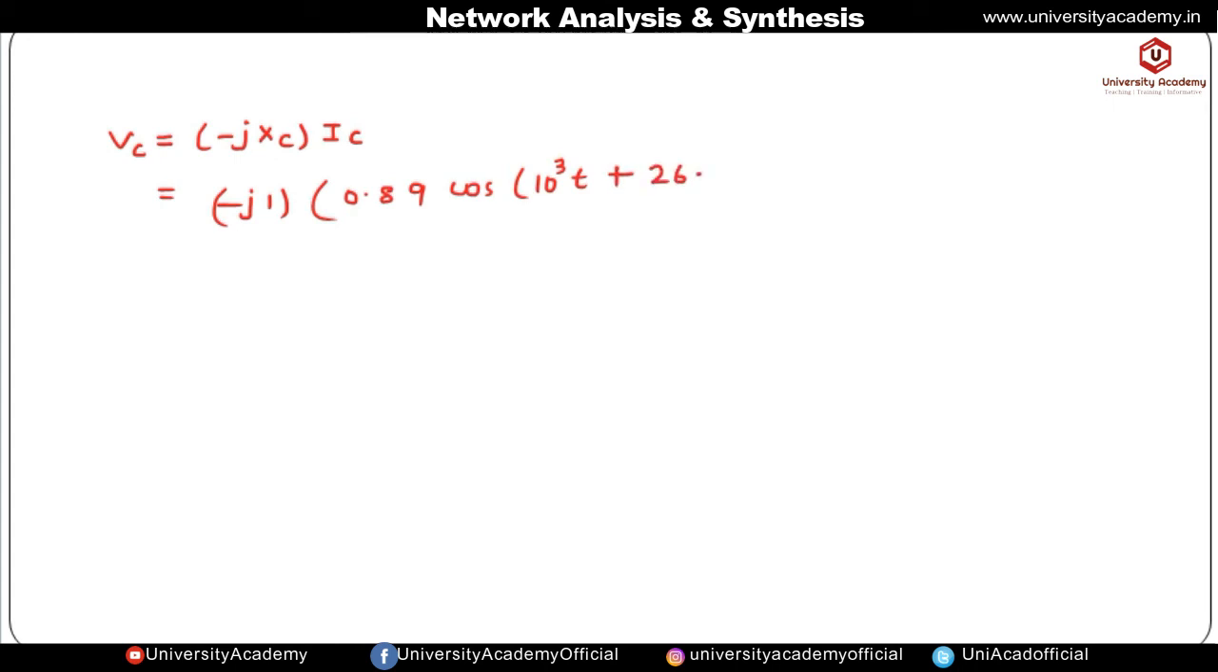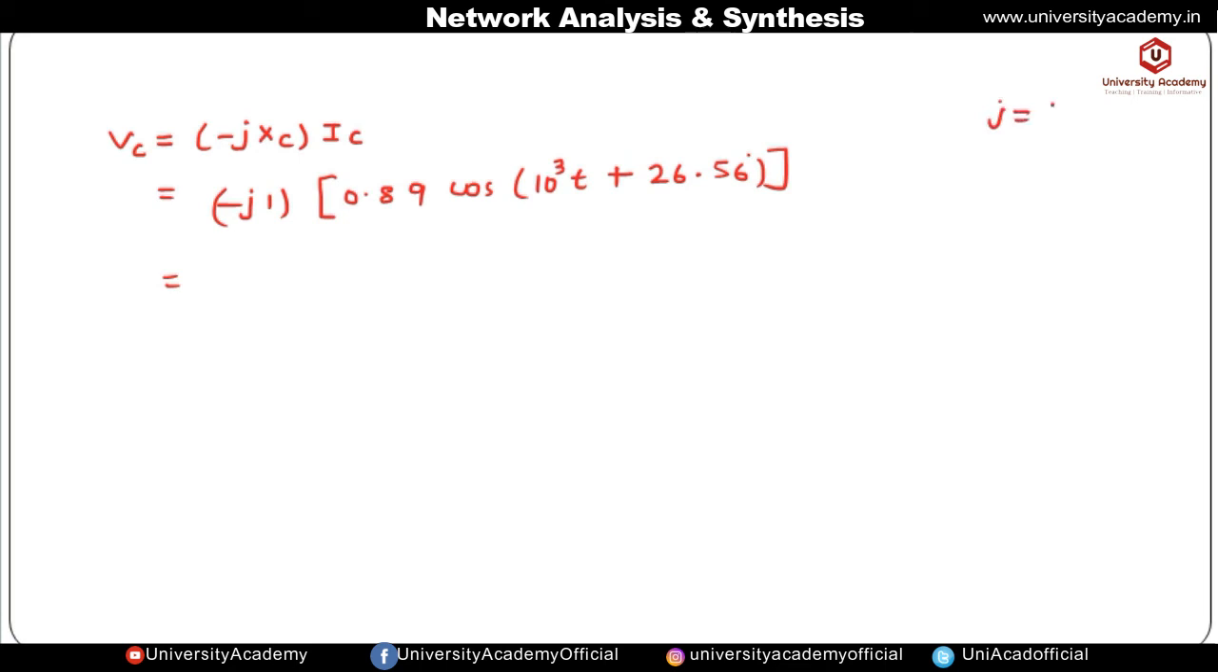The voltage across the capacitor is given by impedance, that is, capacitance is represented by minus j into XC, and the current flowing through the capacitor is IC. So this is minus j, and the XC value we have calculated as 1 ohm. The current flowing through the capacitor we have just calculated, that is 0.89 into cos of 10 to the power 3 into t plus 26.56. Let us simplify this.